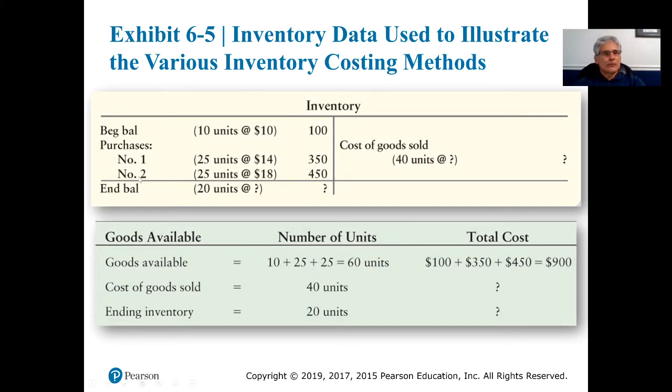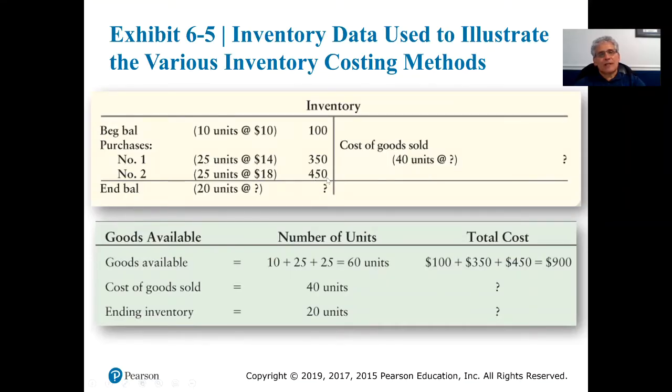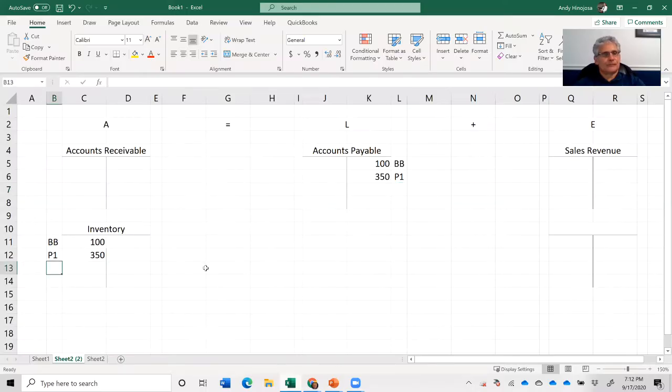Now, we made another purchase, and we bought another 25 units, but in this purchase, it was for $18. 25 units at 18, so the total extended price is $450. 25 times 18 gives us the 450. So that's P2. And just to be consistent, we'll go ahead and credit accounts payable.